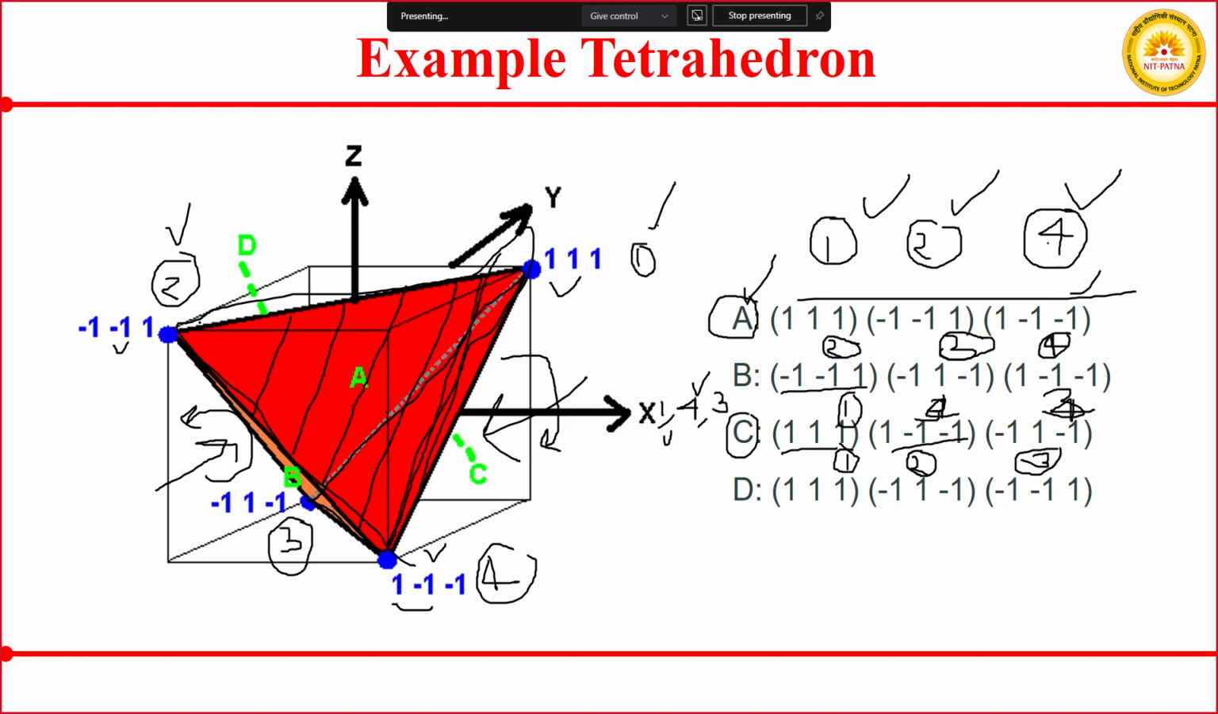Now try to see surface D. For surface D, we have the vertices 1, 2, 3. Since we are seeing from behind, again the sequence of listing of vertices will be accordingly.